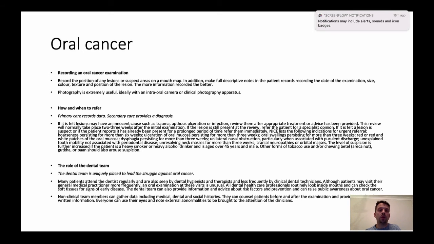In terms of our role in oral cancer, obviously we're in a really great position because we get to see the patients quite frequently. We get to ask the questions that identify their risk factors. We get to provide oral examinations to identify any lesions that we think are suspect. But obviously we can provide as much education to the patients as possible and try and reduce their risk wherever we can.